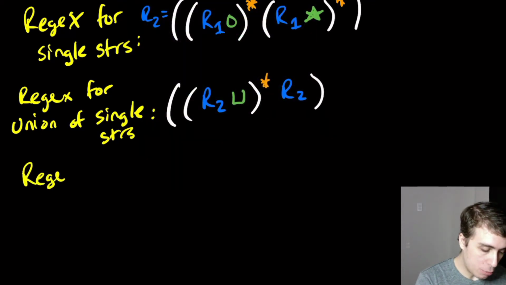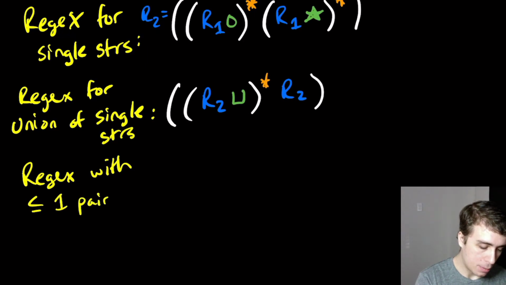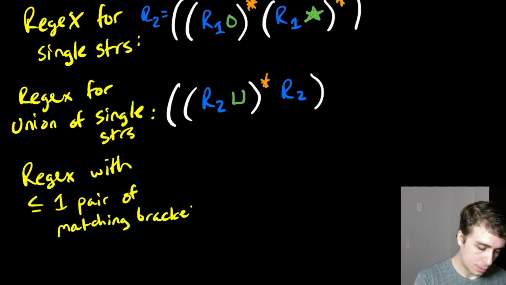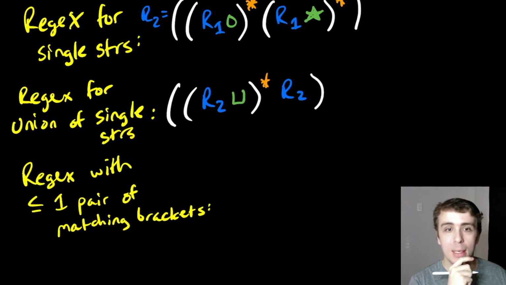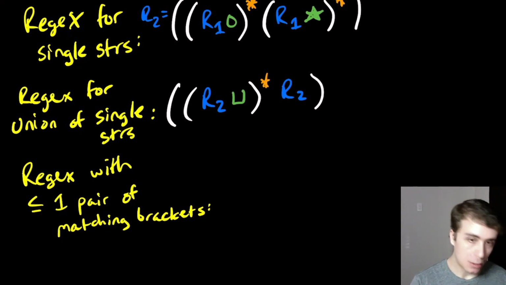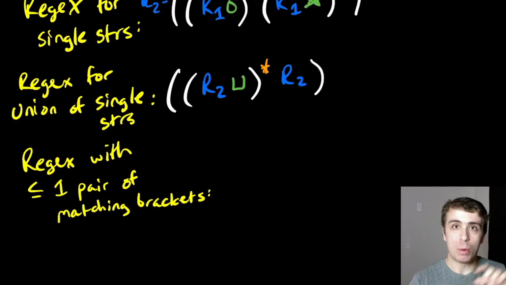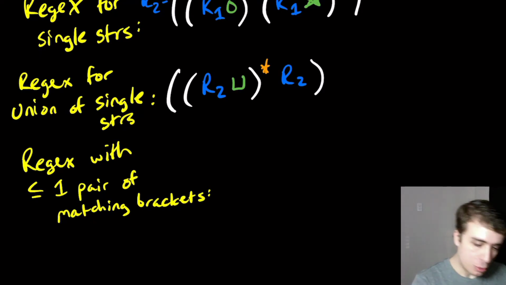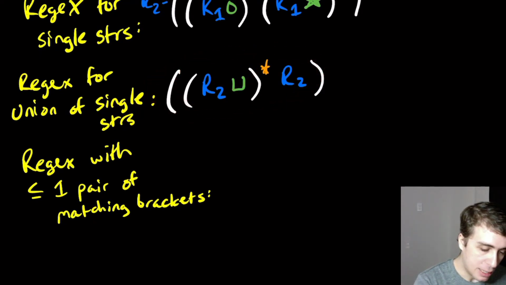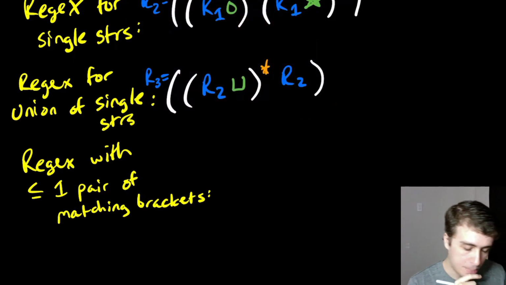So let's make a regex with at most 1 pair of matching brackets. Okay, so what are we going to do here? So what we want to do is we want to be able to bracket off one of these guys right here that we just did. So I have, let's call this guy R3.